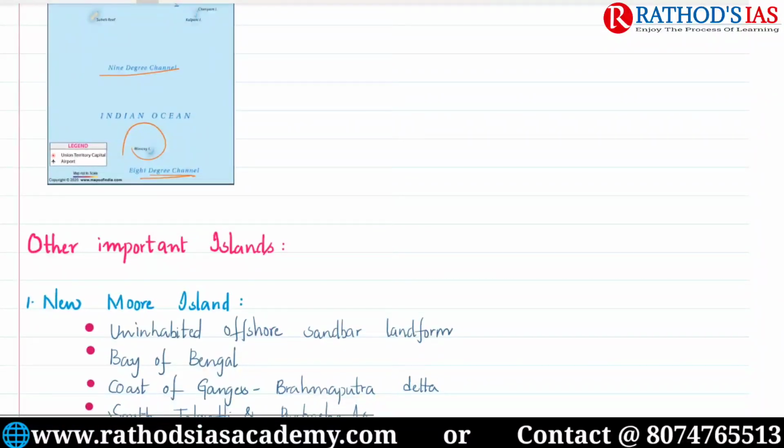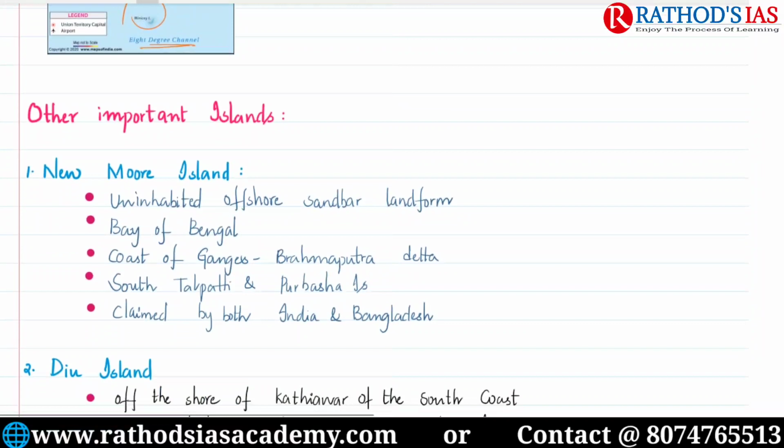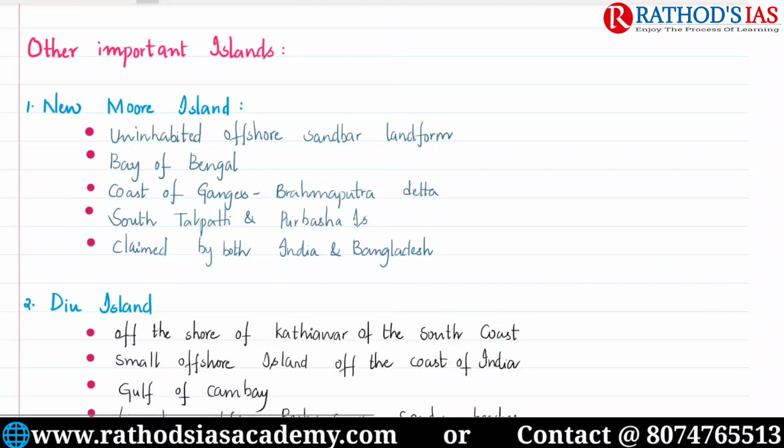And now let us try to see other important islands. For example, New Moore Island. So actually it is a very tiny uninhabited sandbar landform, and it is seen in the Bay of Bengal itself, and it is present on the coast of the Ganges and Brahmaputra Delta. So this New Moore Island is also called South Talpatti and Purbasha Island.